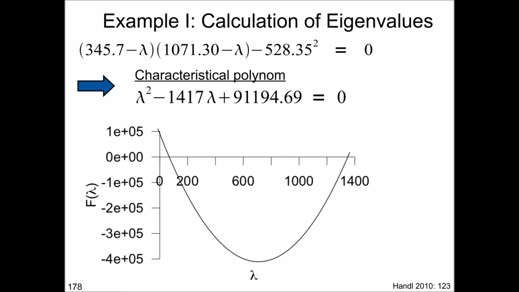So we can reformulate this because this is basically a polynomial problem. We search for the solution for this equation for lambda. This is a quadratic equation, and we know the solution from school for quadratic equations. We also know that we could plot this to find the solutions where the function of lambda equals zero. So we obtain two lambdas in this case that meet our conditions.